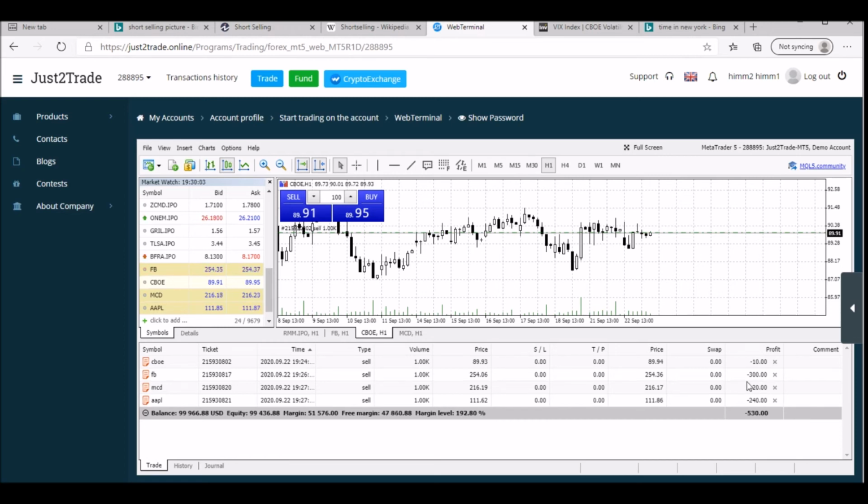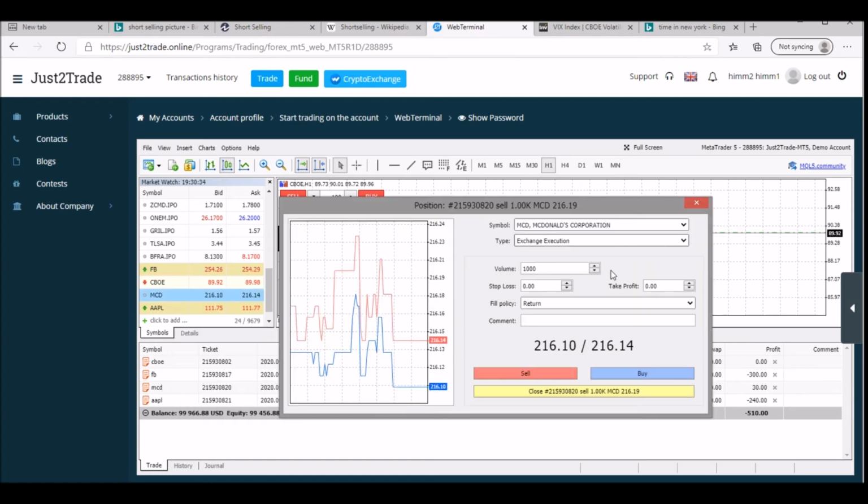Oh, 20. Oh, we've lost $300 for Facebook. Oh, okay, good. 60. Let's go. Let's go, McDonald's. Let's go. Okay, it goes to 30. All right. So just for practical sake, for seeing how it works, we have 30 here. So let's go to McDonald's and then let's place another order, but this time around to buy.